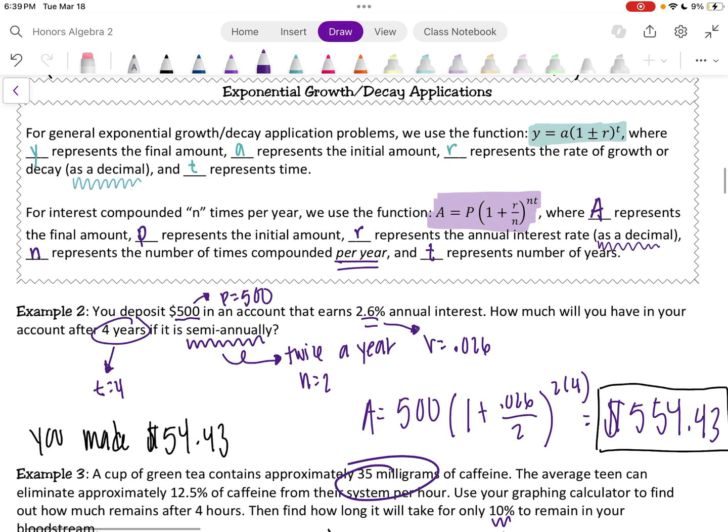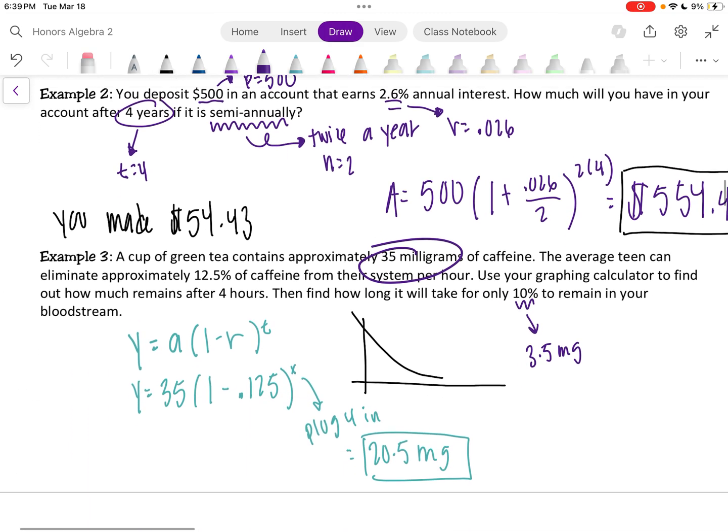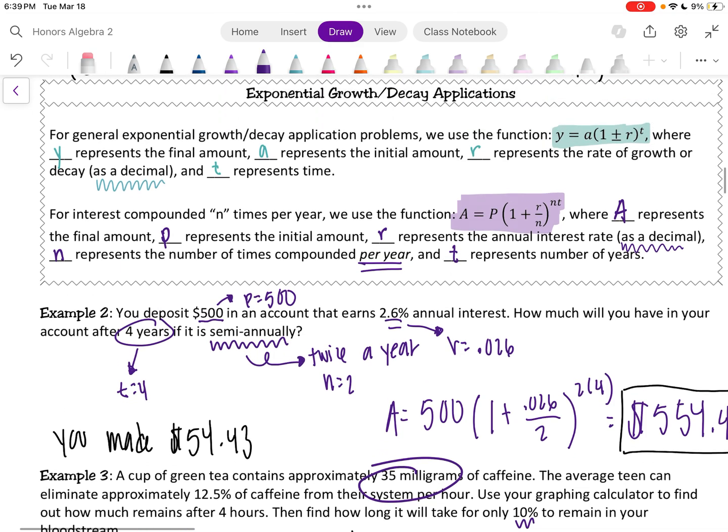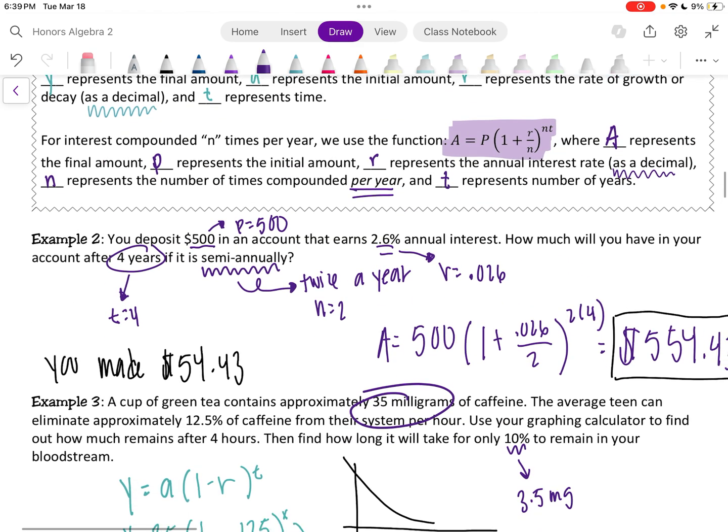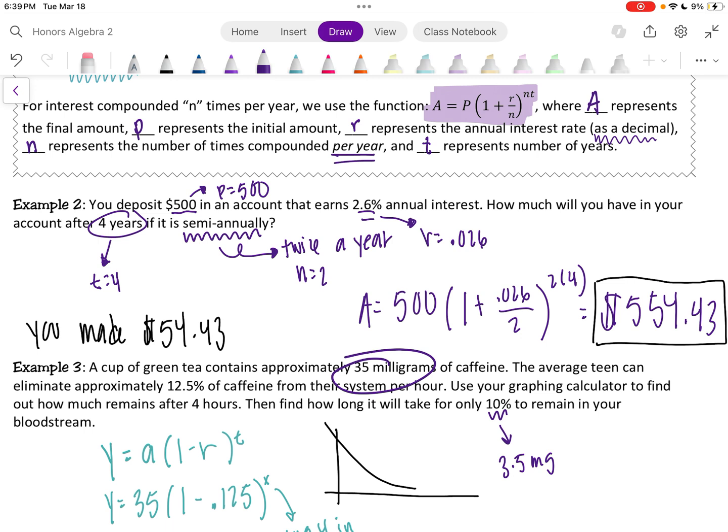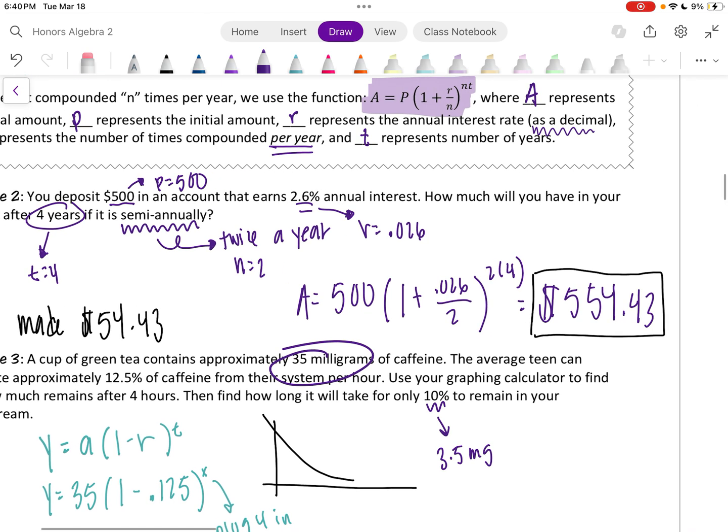Okay, so a couple of things I want color coded. So example 2 is the purple and example 3 is the blue. So you deposit $500 into an account that earns 2.6 annual interest. How much will you have in your account after 4 years? So semi-annually. So literally I just define everything. So P is 500, R is 0.026, T is 4, and then twice a year because it's semi-annually, so N is 2. And then you just plug everything into your calculator. Make sure you use parentheses.